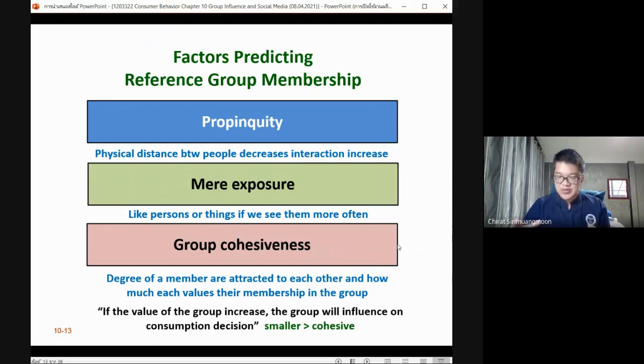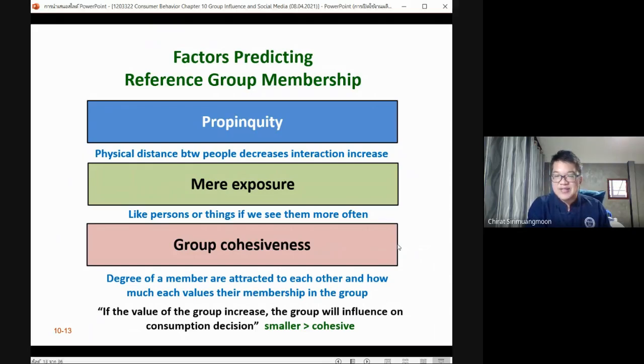For example, if you have a group of people who love playing basketball, you can get close together by having some activity together every week. So propinquity is reduced, then you have more interaction, and you tend to feel more like a group member. Then mere exposure. They say if you see something very often, many times, you tend to feel like you are a group member.